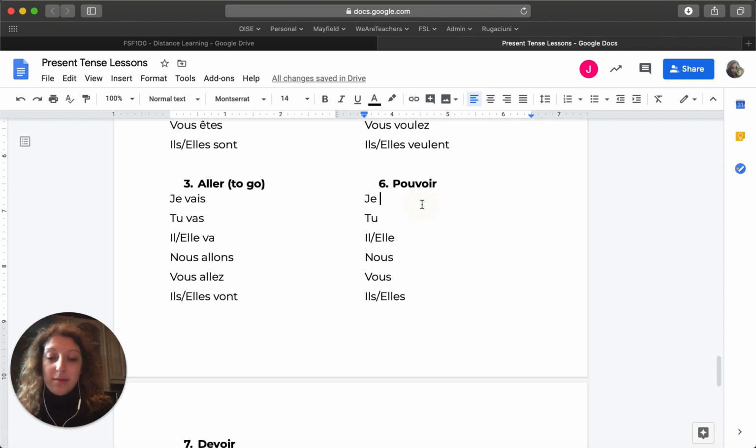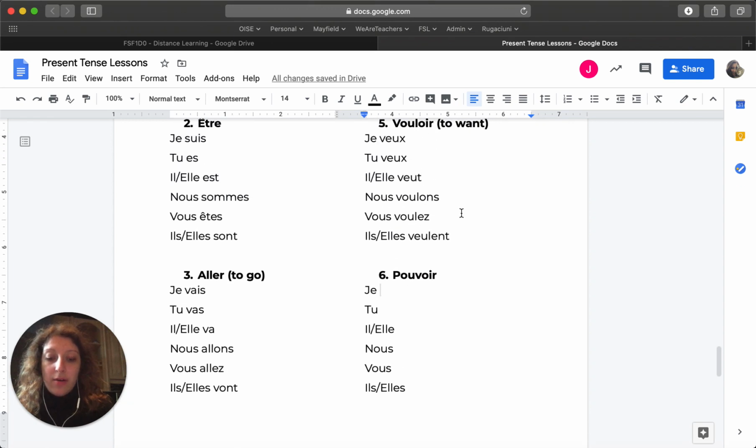Pouvoir, again, is very similar to those endings. Let's take a look at how. So the first one's same structure. Veux and peux, same idea. So je peux, tu peux is also with an X. And il and elle, peut with a T. Then same structure again. Nous pouvons. Vous pouvez. And ils and elles peuvent.